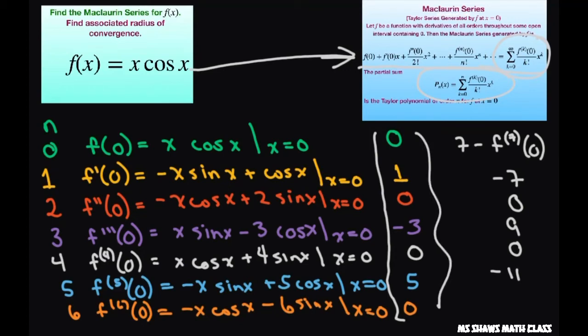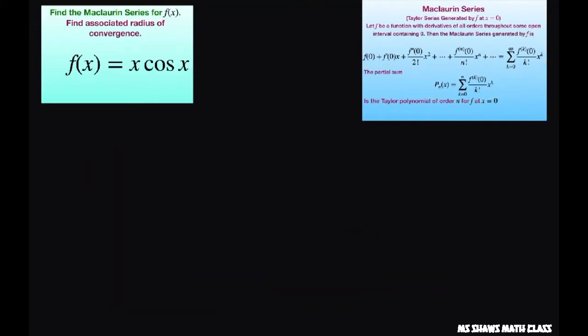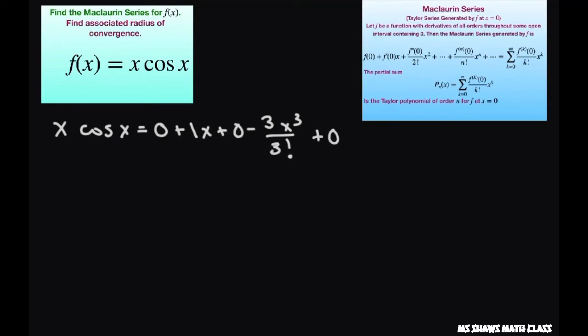So looking at that, we can write out our series using this definition here. So let's do that. We're going to have x cosine of x equals 0 plus 1x plus 0 minus 3x cubed divided by 3 factorial, plus 0 plus 5 divided by 5 factorial times x to the 5th, plus 0 minus 7 divided by 7 factorial times x to the power of 7 plus dot dot dot.